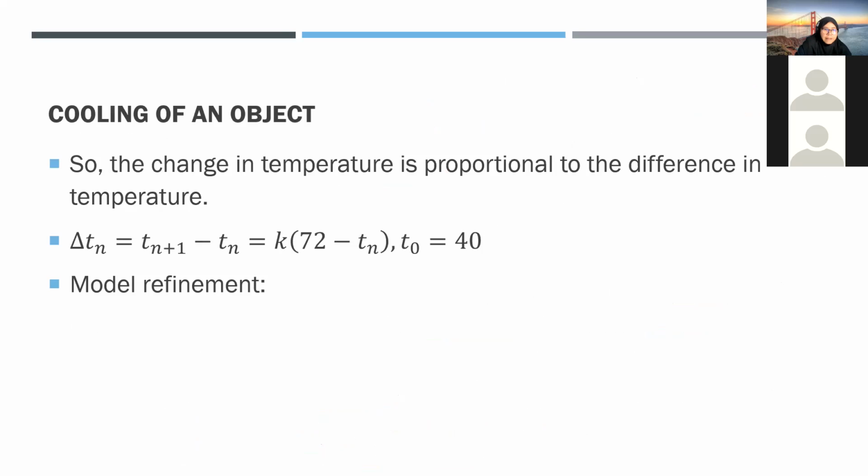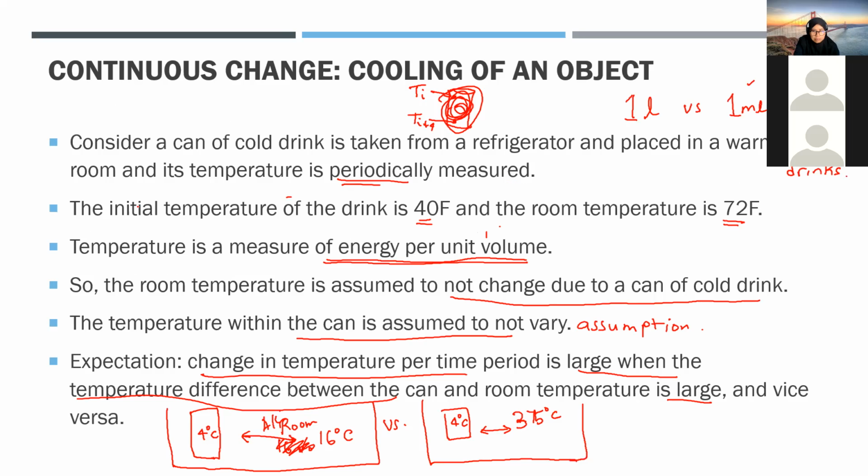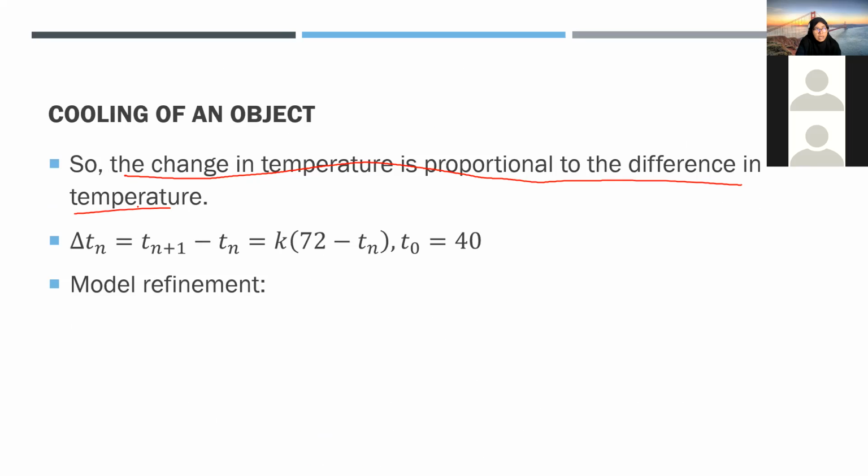So let's see, the change in the temperature is proportional to the difference in the temperature. This is from the deterministic. Meaning that based on this one, if the temperature difference is big, the change is big. If the temperature difference is small, the change is going to be small. Okay, so that is proportional.